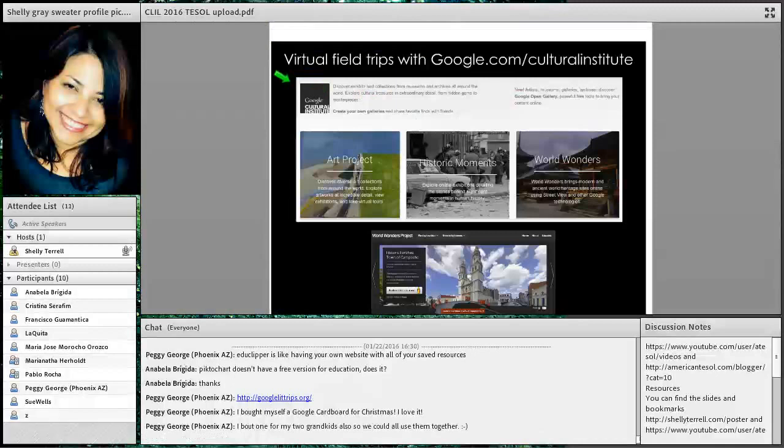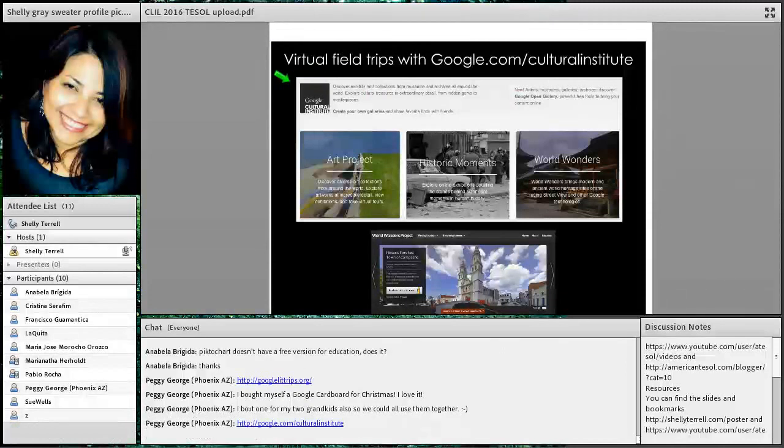So you can do this with Google Earth, but I'm not going to show you all the sites. Of course, you can go. Peggy has put some of the links in the chat box. Virtual field trips with Google are really great. The one site I do want to show you is google.com/cultural institute. So here's another way you're teaching the content, but you're also introducing them to culture because they're traveling, and travel is a great way to add that fourth C there.